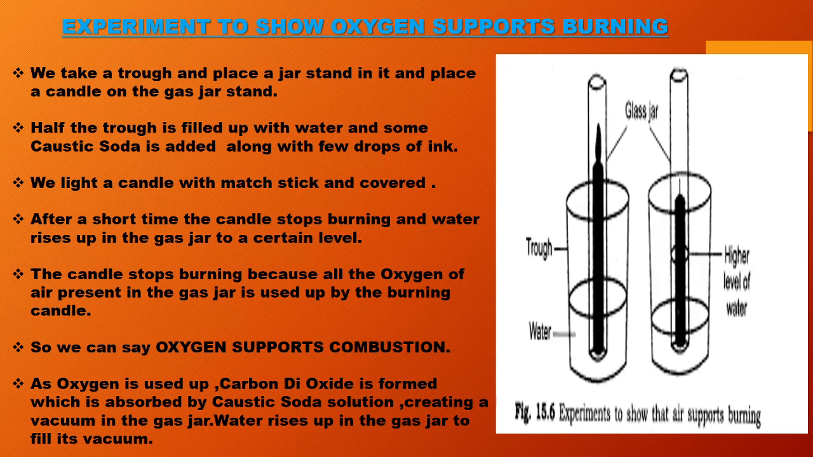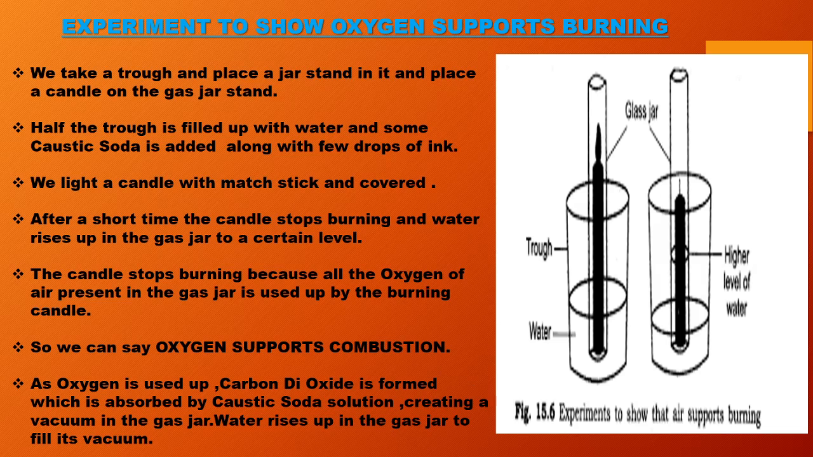So the candle initially burnt, and while burning it took the oxygen, and now the entire oxygen has been used up. Now there is no oxygen which can support the burning, and as a result it extinguished. So now we can say that oxygen supports combustion. Now, as oxygen is used up, carbon dioxide is formed.